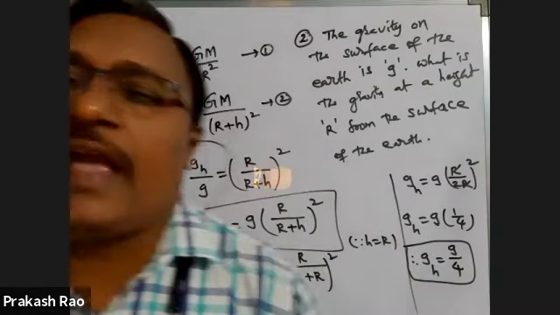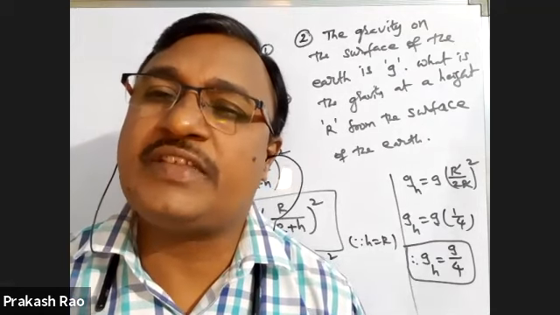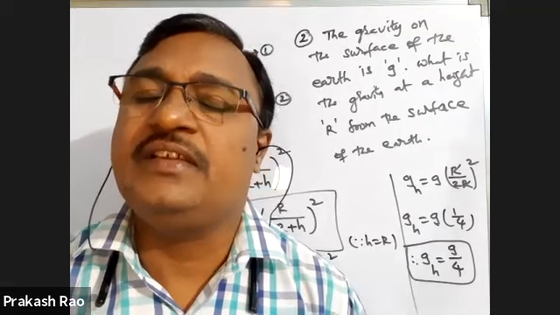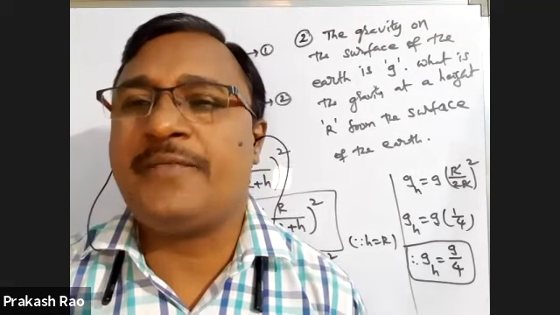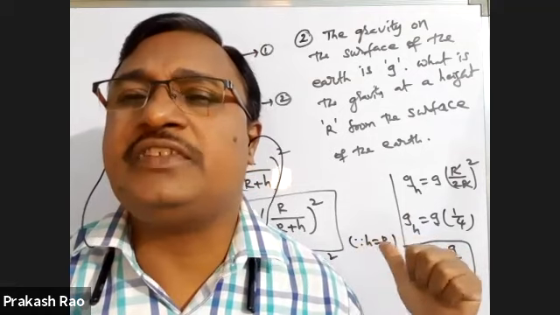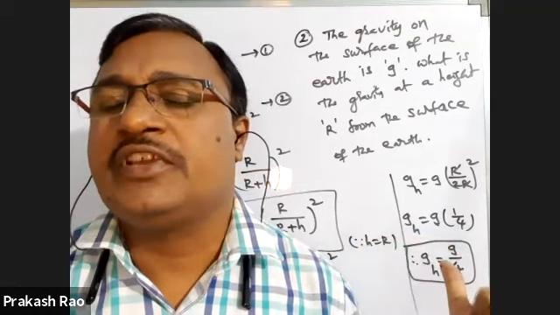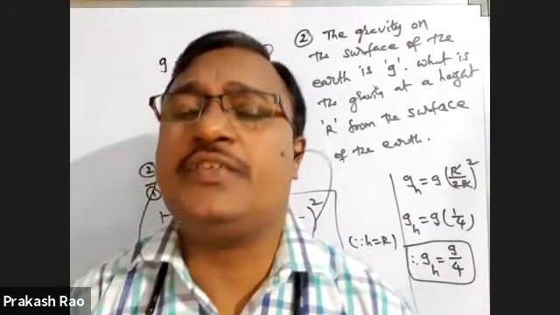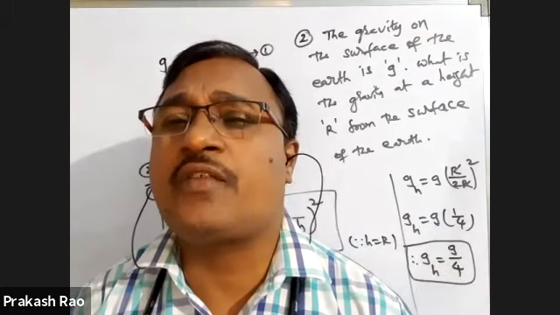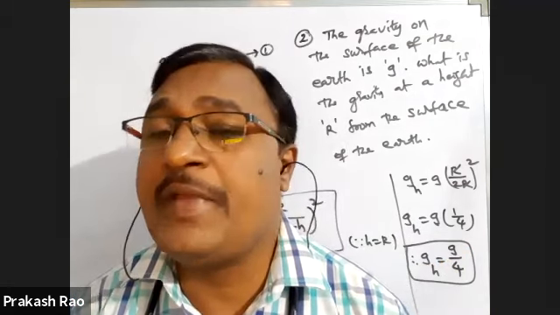The acceleration due to gravity at a height equal to the radius of the earth is equal to g by 4, my dear students. Such types of questions are given many times in the NEET exam. He may ask, what is the acceleration due to gravity at a height which is equal to 10 times the radius of the earth? Like that he may ask.